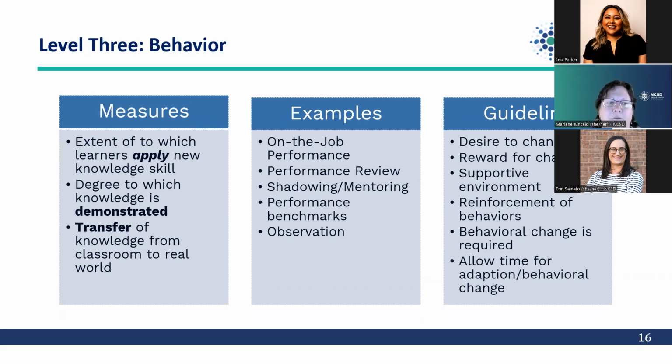Level 3 is behavior. This measures the extent to which learners apply new knowledge and skills. It is the degree to which knowledge is demonstrated, and most importantly, it is the transfer of knowledge from classroom to real world. Some examples of level 3 behavior are on-the-job performance, performance reviews, shadowing and mentoring, performance benchmarks, and observation.